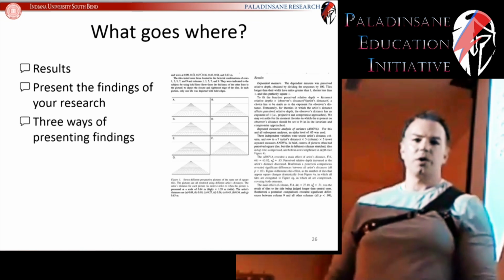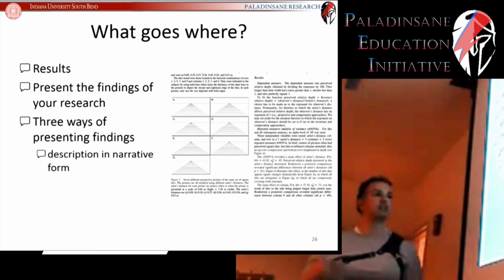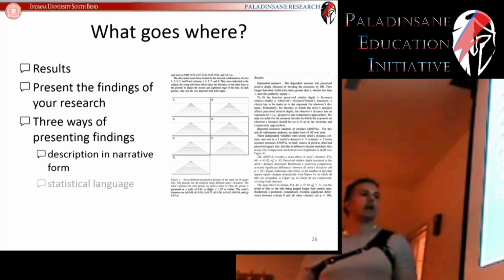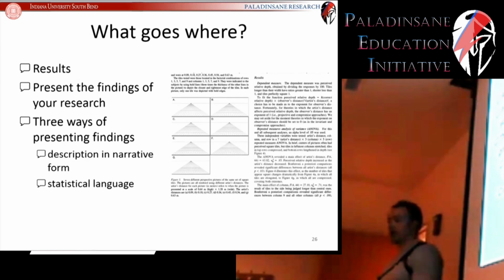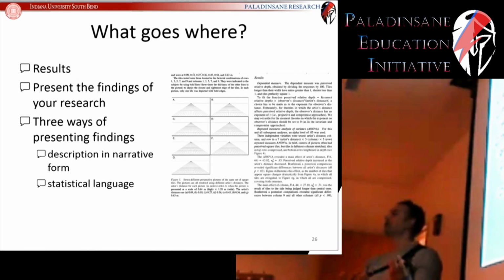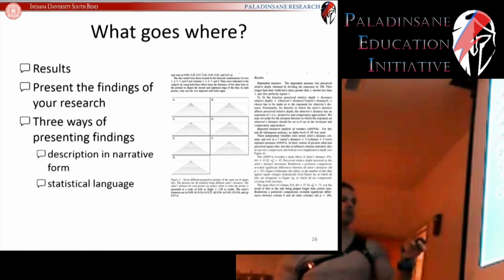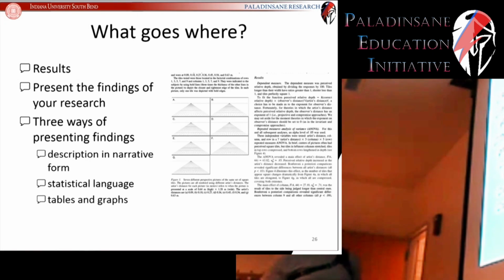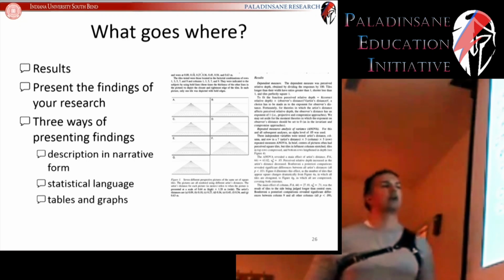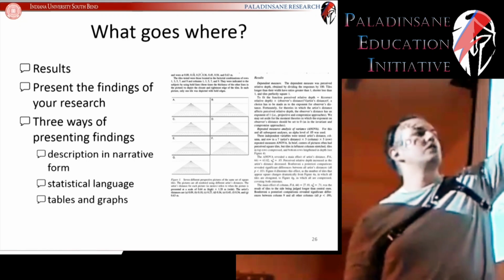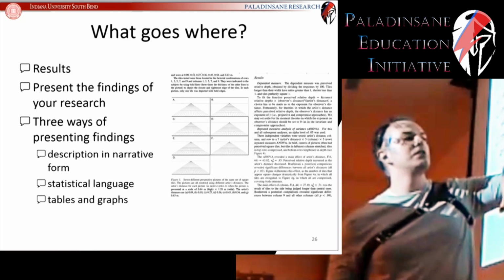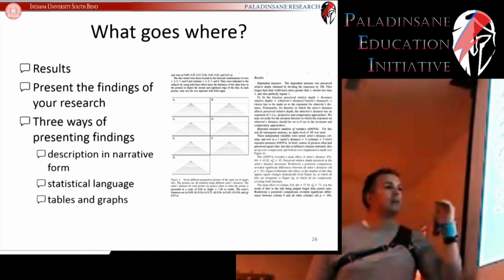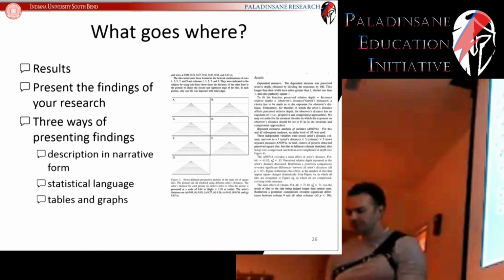So the three ways that we're going to present these, we're going to present a description in narrative form. We are then going to present statistical language to back up our descriptions. And then we're also going to use tables and graphs to make it easy to follow. So you can see here I have a graph that illustrates the stimuli that I was using, and there was another graph that illustrated the results as well. That makes it easy to understand.